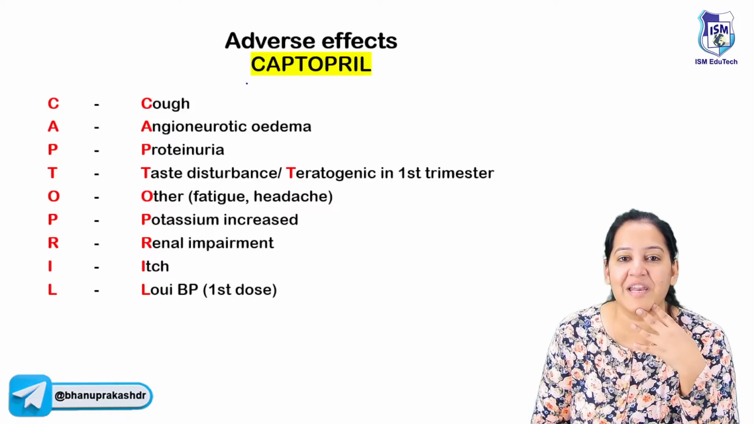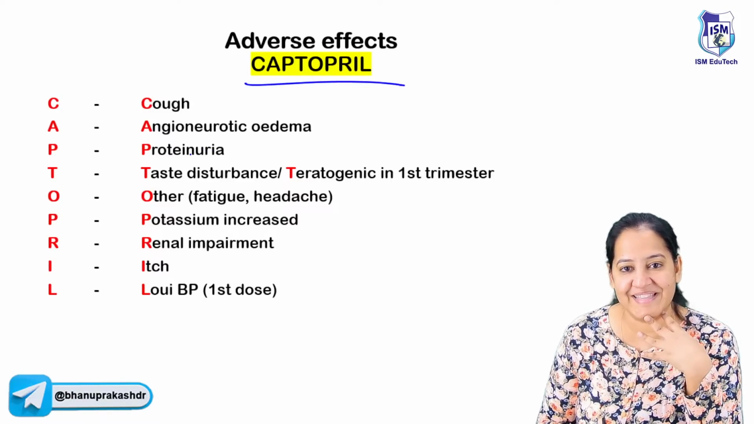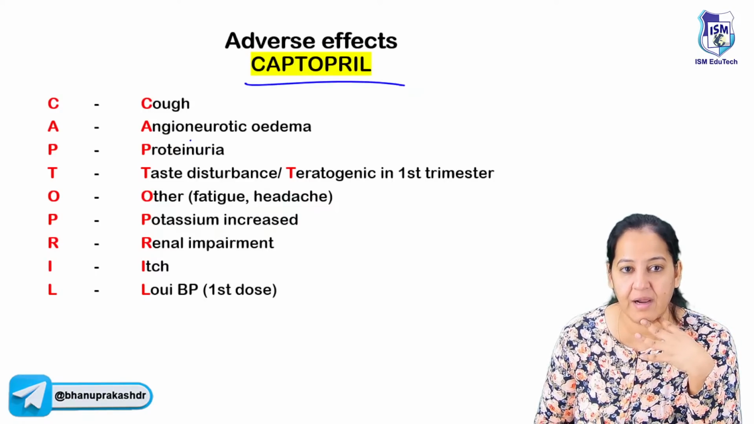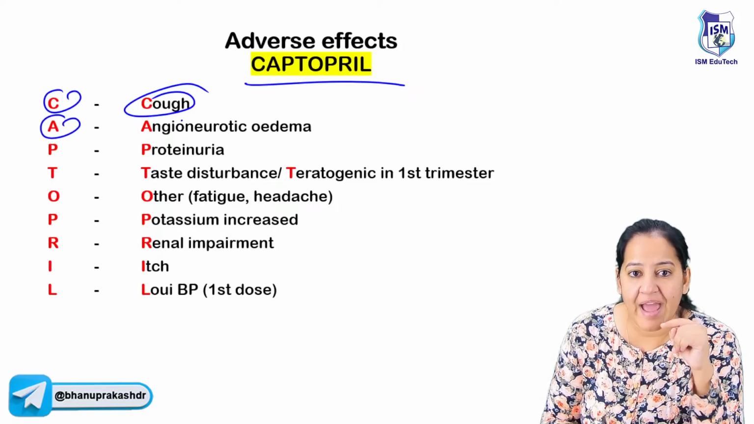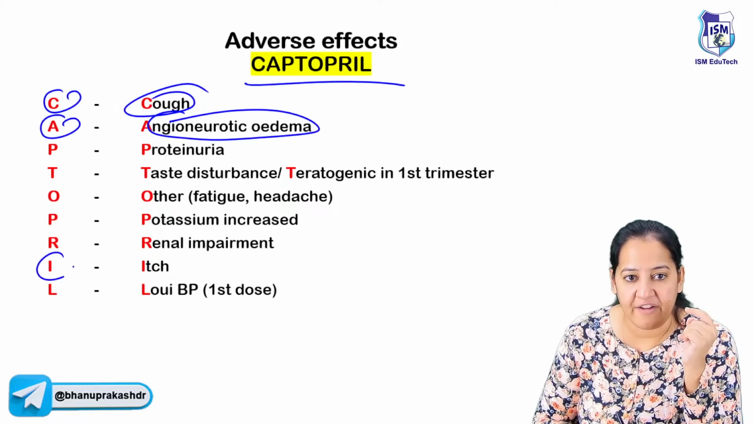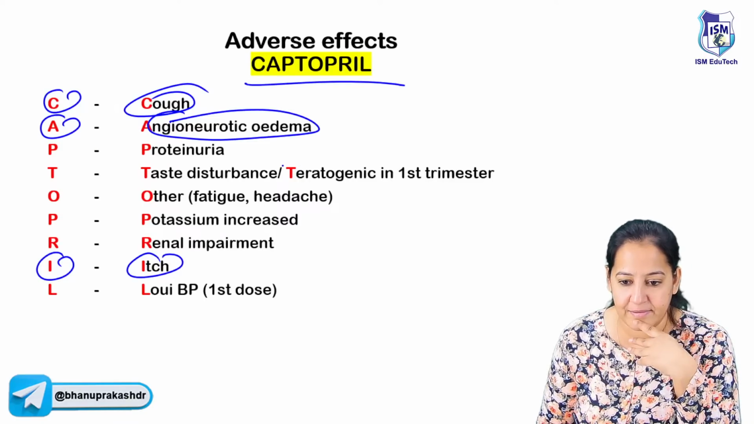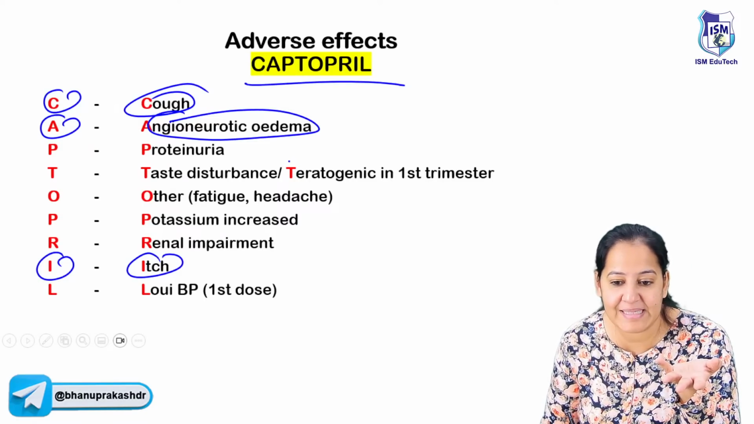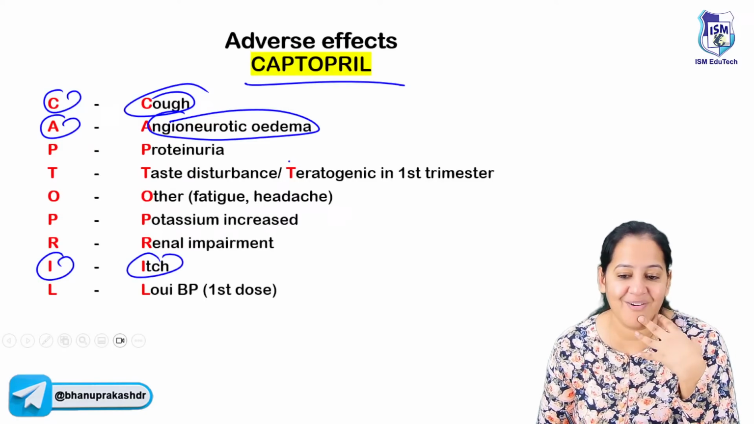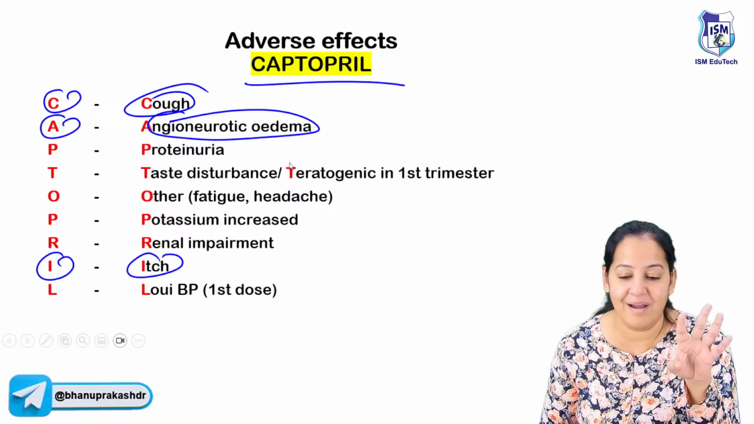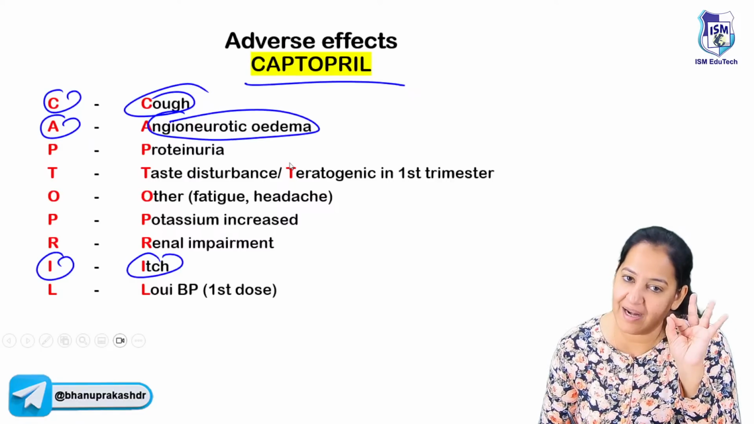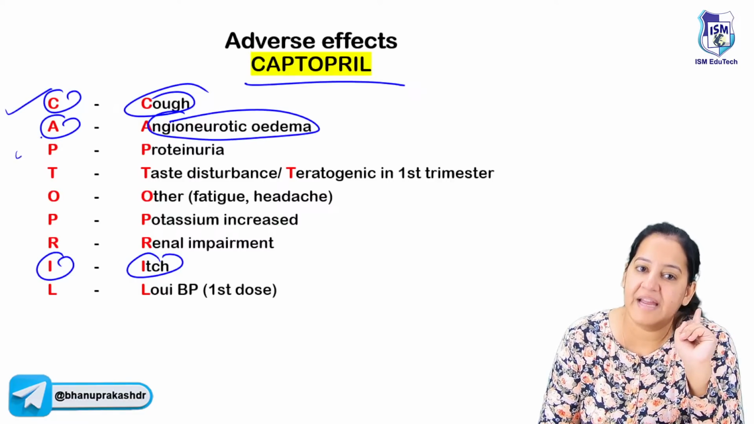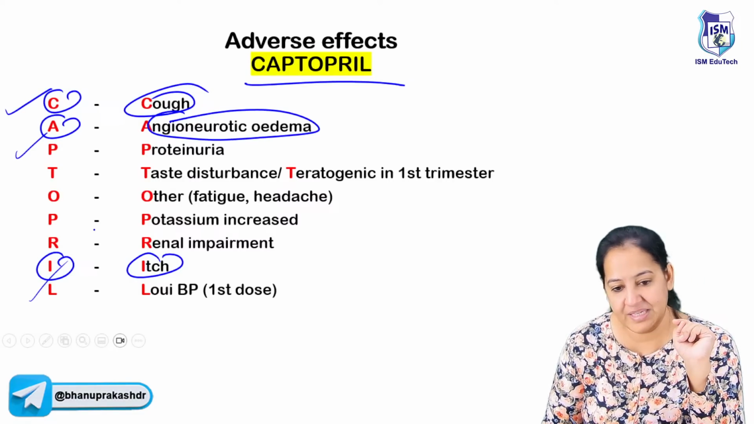What are the adverse effects? The mnemonic is captopril, CAPTOPRIL. C for cough, A for angioneurotic edema, and I for itch. These three are due to bradykinin. I told you that you are inhibiting the enzyme ACE, so ACE is inhibited in the blood also, in the lung also. In the lung, substance P and bradykinin will not get inactivated, and they will cause cough, edema, and itch.